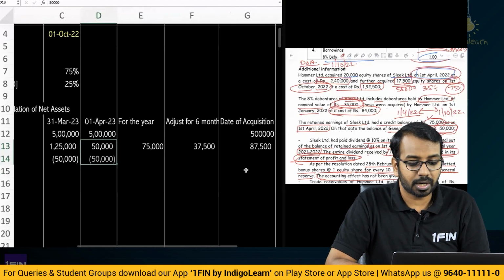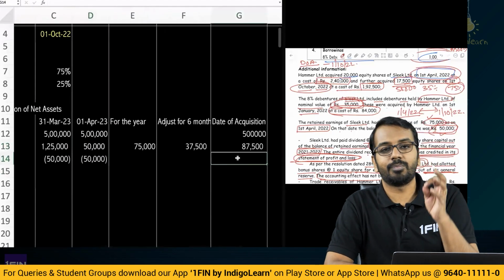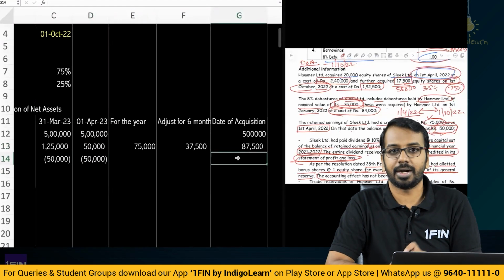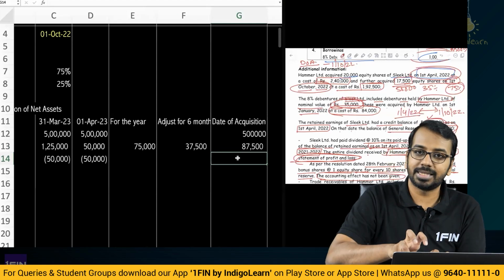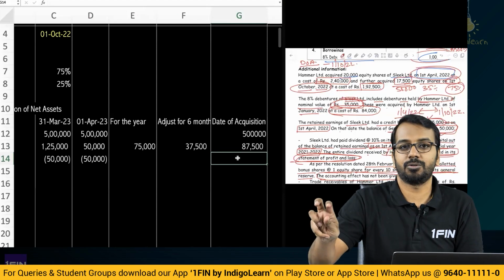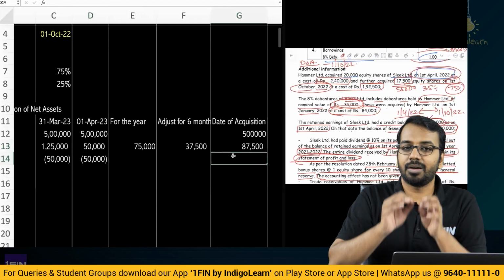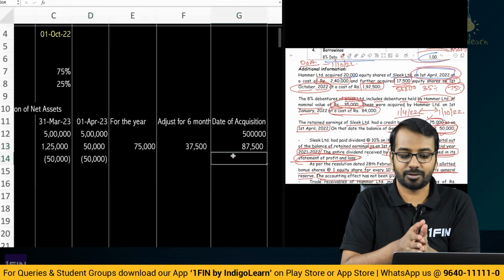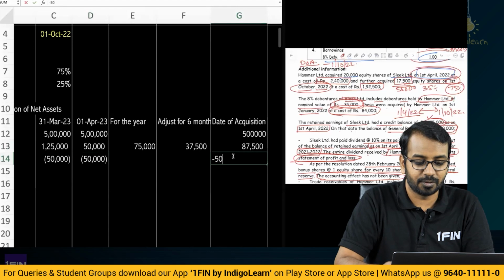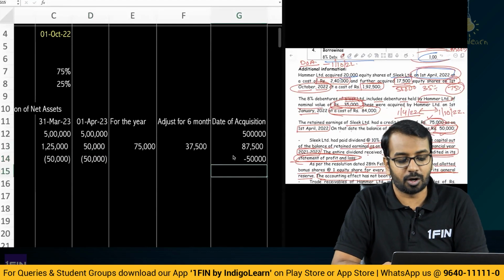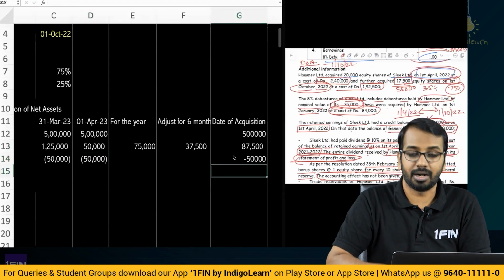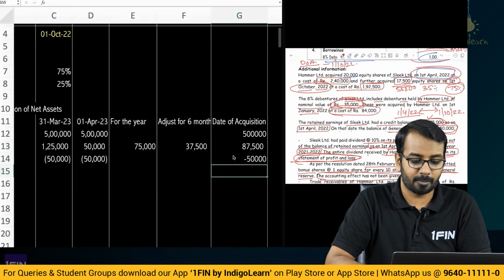Then, whatever is the date of acquisition general reserve balance of 87,500, out of this, can I say I have taken 50,000 for bonus issue? See, if I have taken 50,000 from 1st of April, can I say I have taken 50,000 from the reserves as on date of acquisition? So, here also I will reduce it by 50,000. So, my general reserve balance will now be 37,500 after doing the adjustment, right?